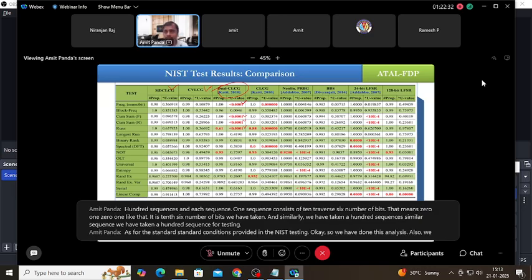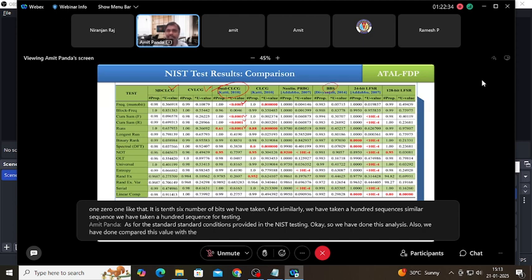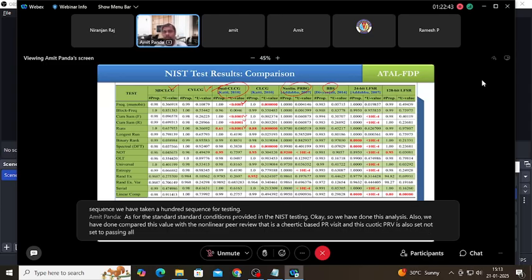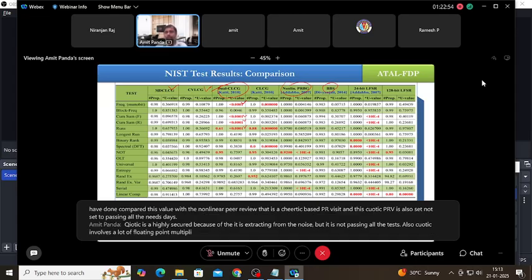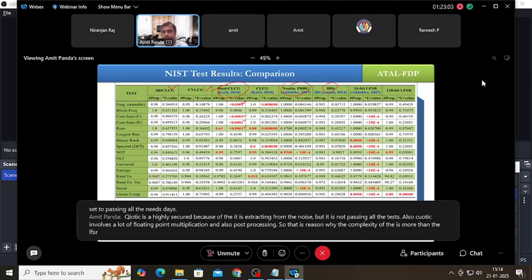Also, we have compared this with non-linear PRBG, that is a chaotic based PRBG, and this chaotic based PRBG also does not pass all the NIST tests. Chaotic is highly secure because it is extracted from noise, but it is not passing all the tests. Also, chaotic involves a lot of floating point multiplication and also post processing. That is the reason why the complexity of the chaotic is more than the LFSR and our method approach.